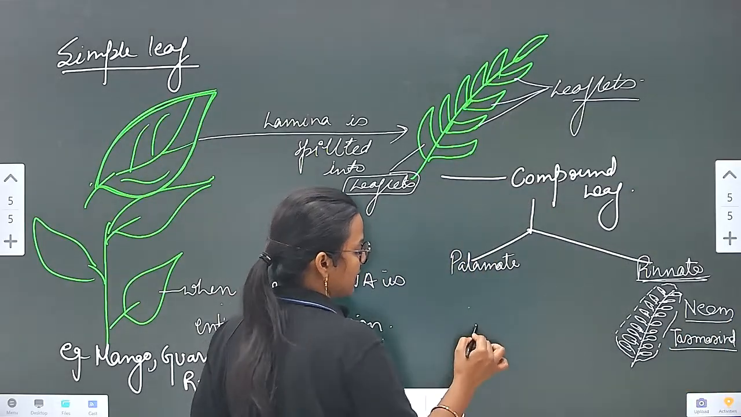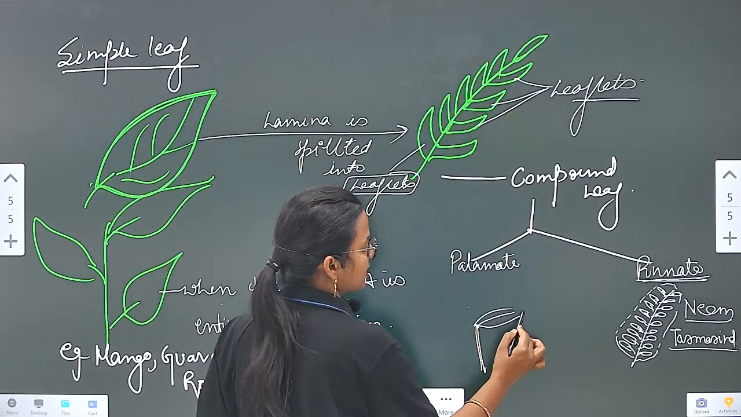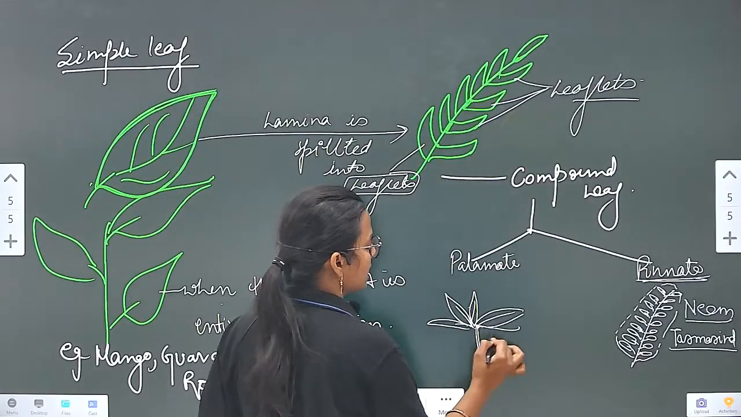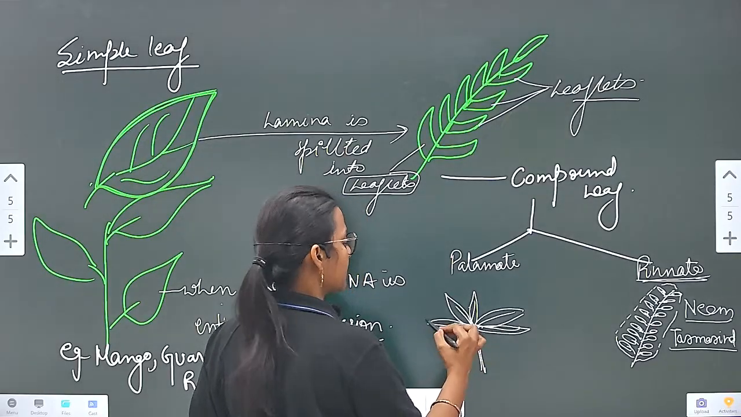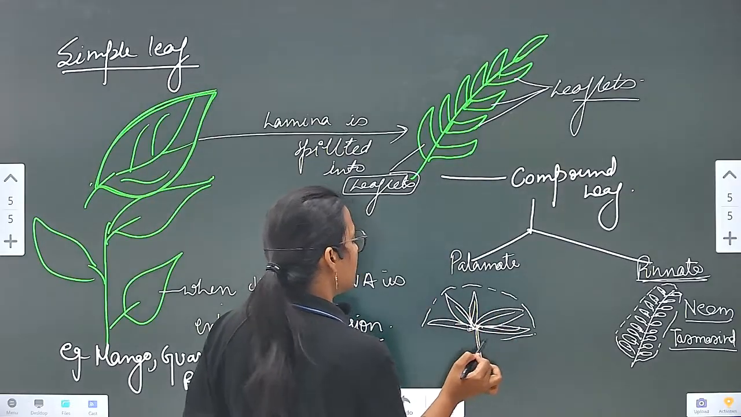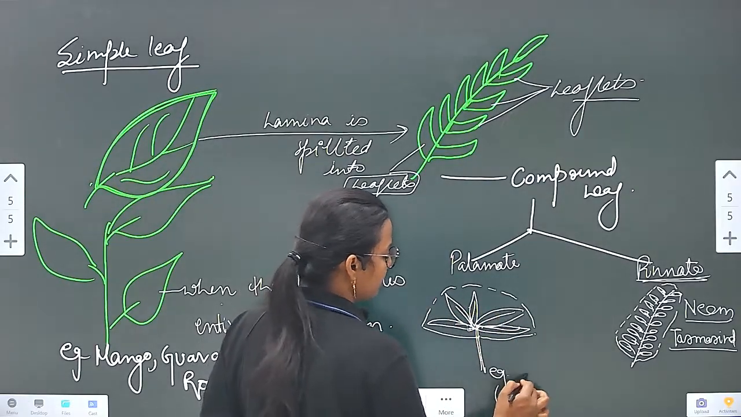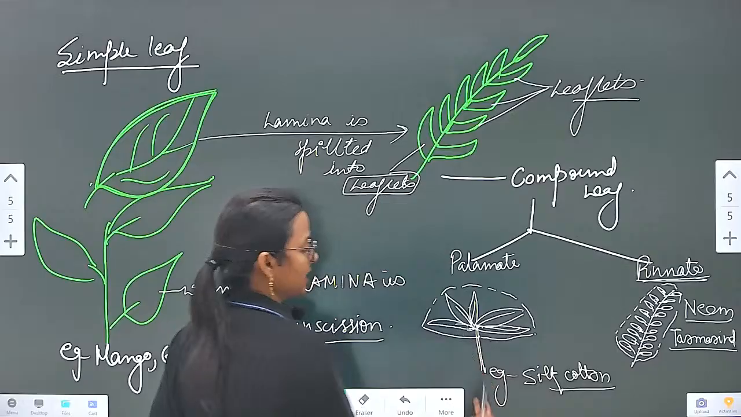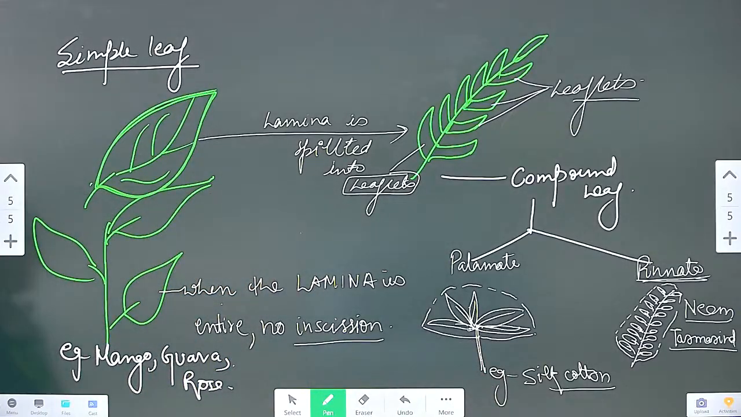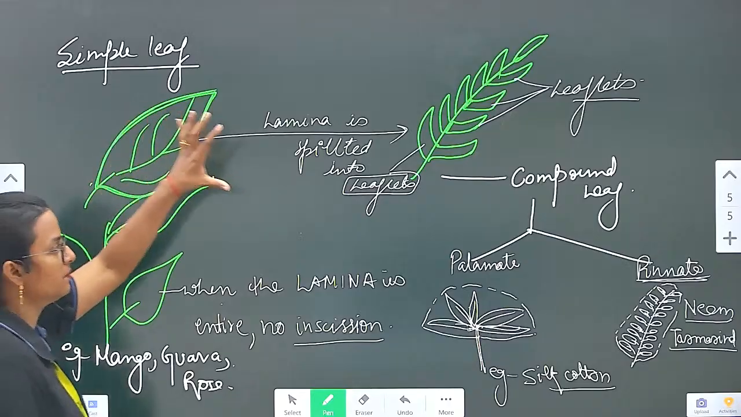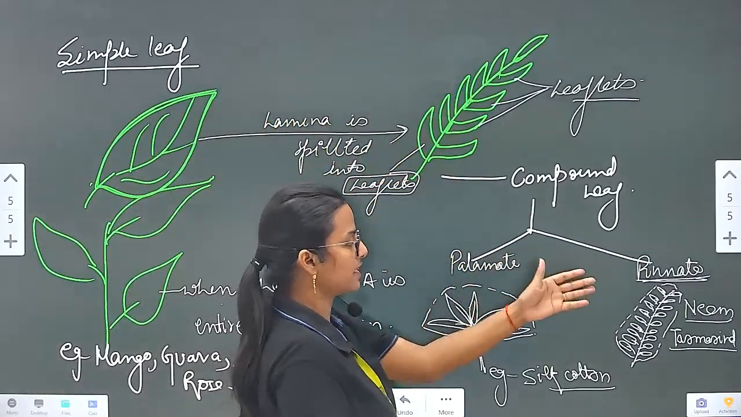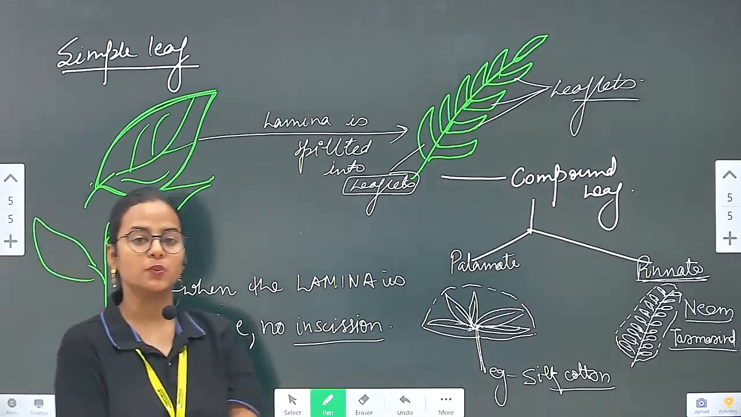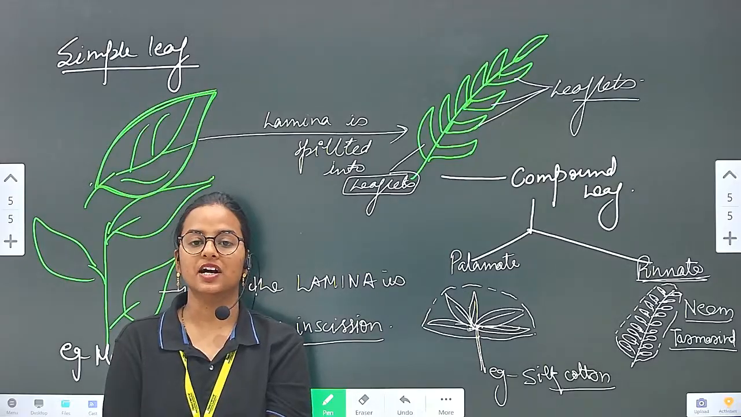What is palmately compound? When the same leaflets split like this. This is actually the part of one leaf only, but split into many. Example, silk cotton. In silk cotton, leaflets are like this. Is that clear? So this was simple. This is the type of compound, and palmate and pinnate like this. I hope you guys are clear with the concept of simple leaf and compound leaf.